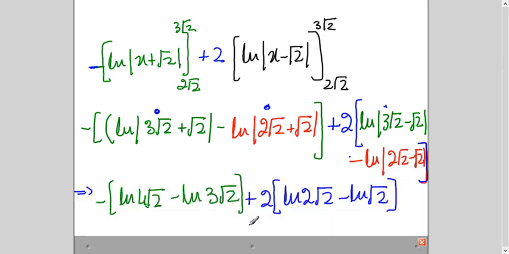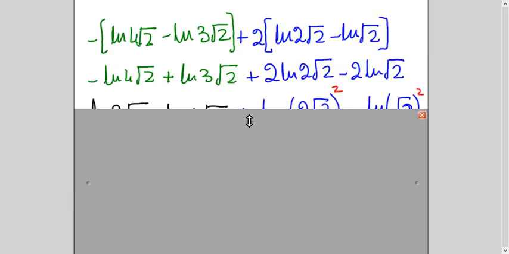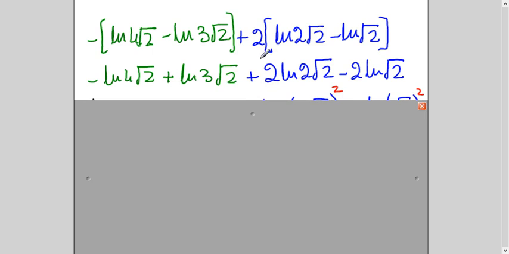Okay. After that, simplification. 3 plus 1 is 4. 4 root 2. 2 plus 1 is 3. 3 root 2. I'm not removing the brackets yet, right? 3 minus 1 is 2. 2 root 2. 2 minus 1 is 1. And this minus is because of it. So it is 1 root 2. After that, if you remember the algebraic rule, I will apply that. That is algebraic quotient rule or product rule. Before that, I am opening the bracket. Minus is coming here, plus is coming here. And here 2 is multiplying by each one of them.